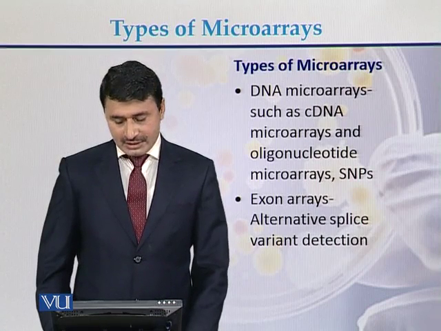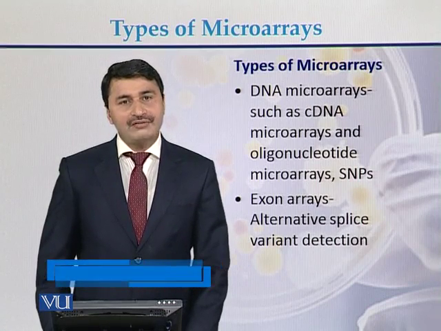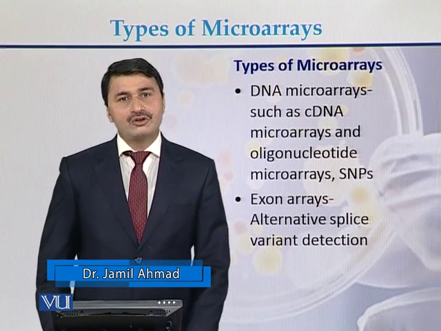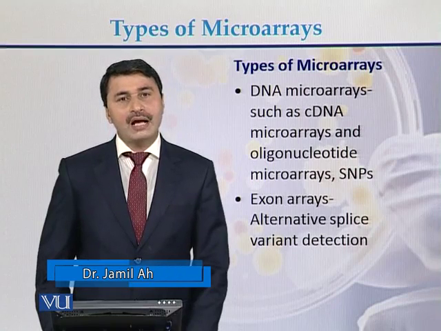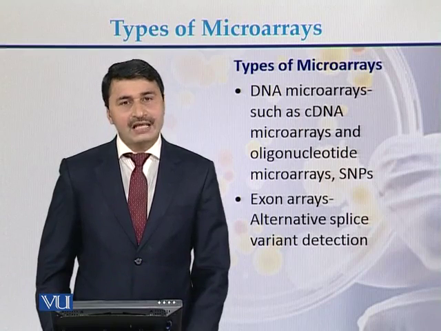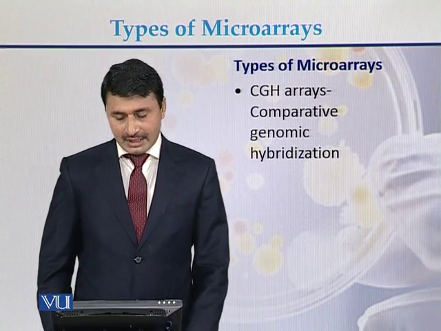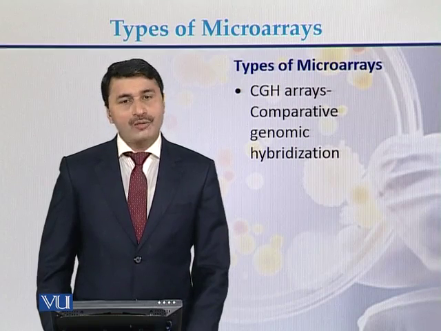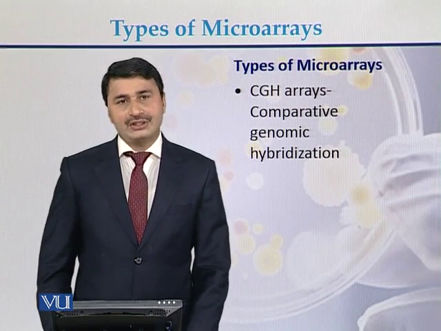Exon microarrays usually help to identify alternative splice site detections. So with the help of exon microarrays, we can identify the alternative splice site variants. Another type of microarray is called comparative genomic hybridization.